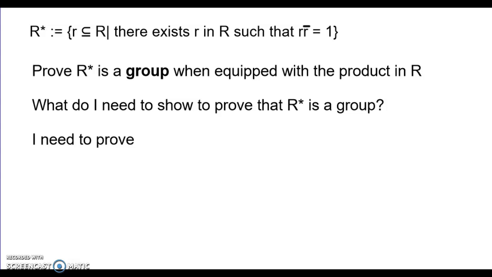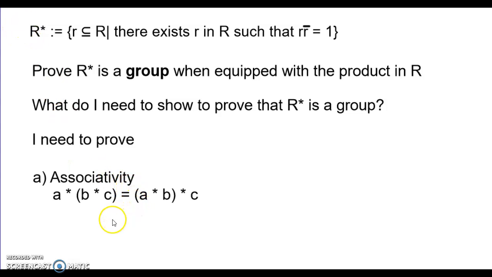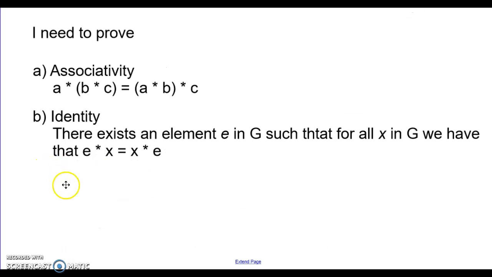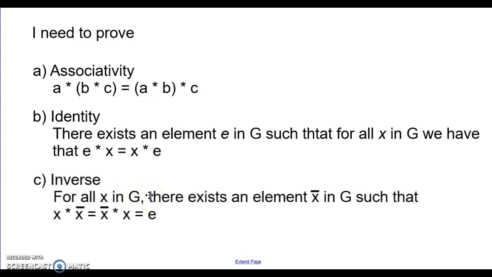Okay, so we're starting in this theorem with a commutative ring with unity, but now we have to prove that it's a group. So we're going to prove that it's a group when equipped with the product. So what do I need to prove? I need to prove that I have associativity. I need to prove that there's an identity. And then, last but not least, I need to prove the inverse, because remember, commutative ring with unity took the inverse piece out. So I now need to show that to prove that it's a group.